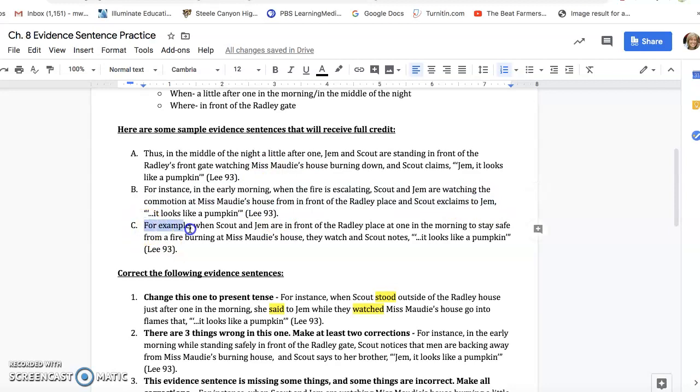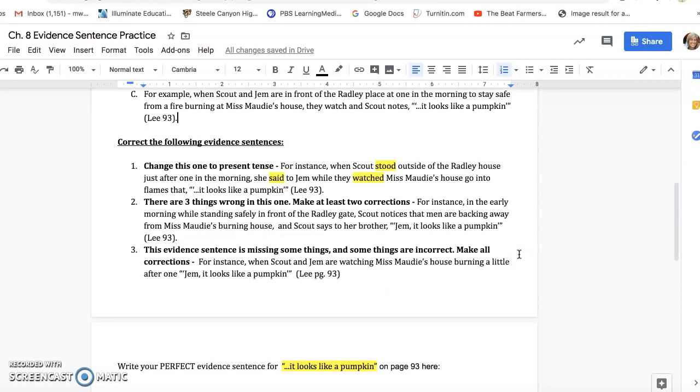Here's another one. Here's a transition, for example, comma. When Scout and Jem are in front of the Radley place at 1 in the morning to stay safe from a fire burning at Miss Maudie's house, they watch and Scout notes, "It looks like a pumpkin." (Lee 93).